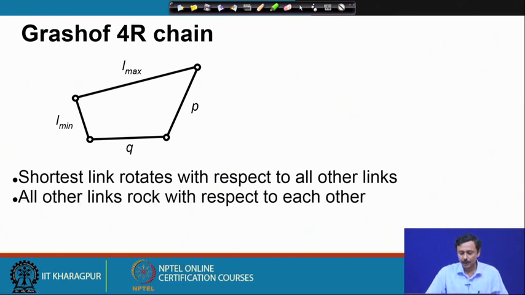All other links rock with respect to each other. That means this P and Q, for example, they can only rock. The longest link and P, or the longest link and Q, they rock with respect to each other. So, if L min can rotate completely with respect to one link, then it must rotate completely with respect to all other links.